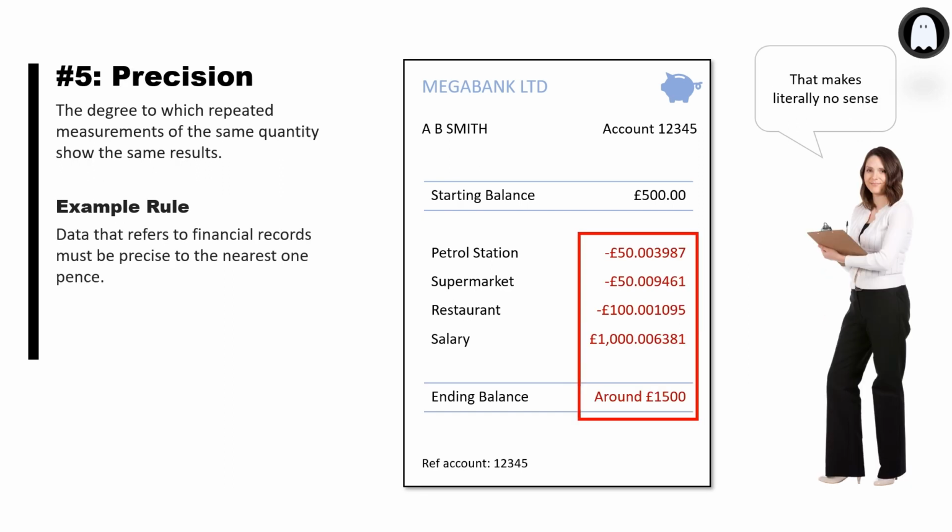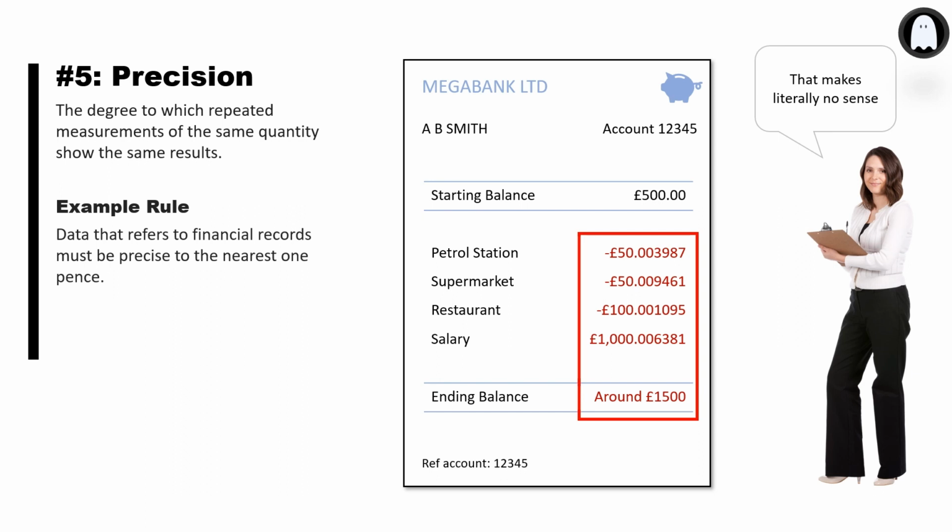Number 5 in our countdown is precision. Precision refers to how granular the data needs to be. On a bank statement, you would expect financial values to be precise to the nearest 1 pence. If you saw your transactions with 6 decimal places, it would look really strange. And equally, if you saw your balance rounded up to the nearest £500, it would not be very helpful.